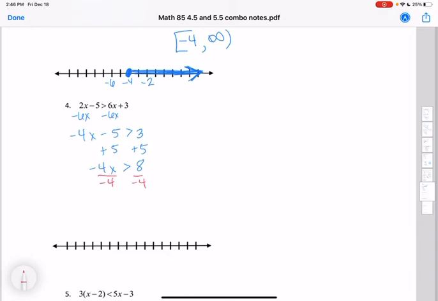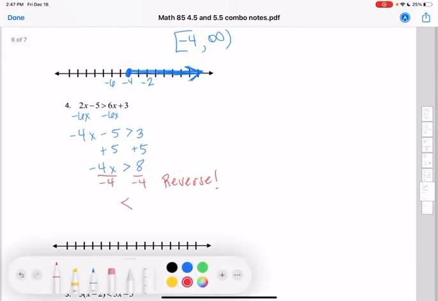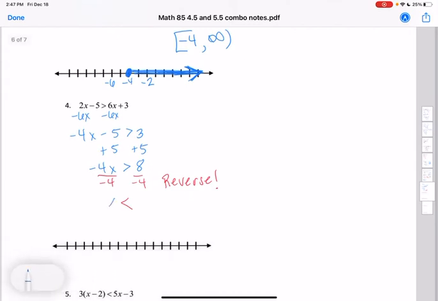Now look at this. Now in my case, what do I have to do? So again, you might not have done it this way. But what am I doing? I'm dividing by a -4. What do I have to do when I divide by a negative? Reverse it. Okay, so it's pointing to the right. So now I'm going to make it point to the left. And I get x is less than -2.